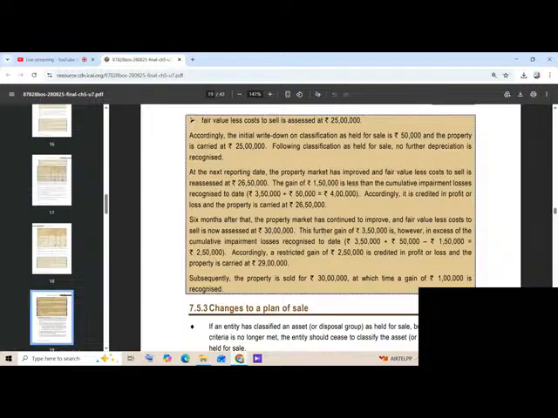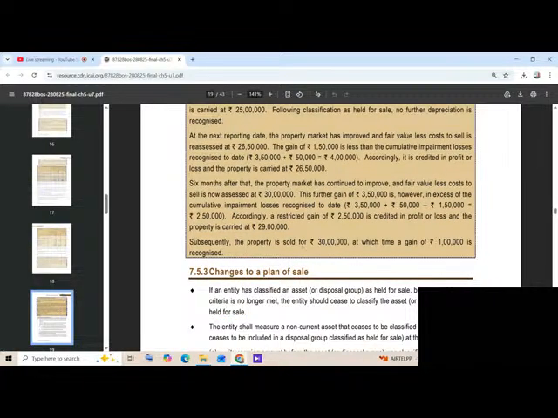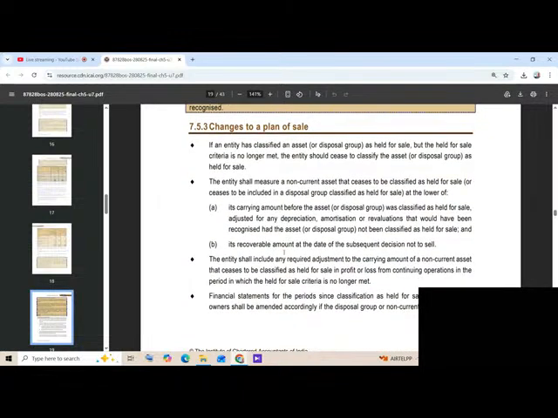This further gain of 3.5 is, however, in excess of cumulative recognized losses up till date, that is 3.5 plus 50 minus 1.5 is 2.5. Accordingly, a restricted gain of 2.5 is credited to profit and loss, and the property is carried at 29 lakhs. Subsequently, the property is sold for 30 lakhs, at which time a gain of 1 lakh is recognized.